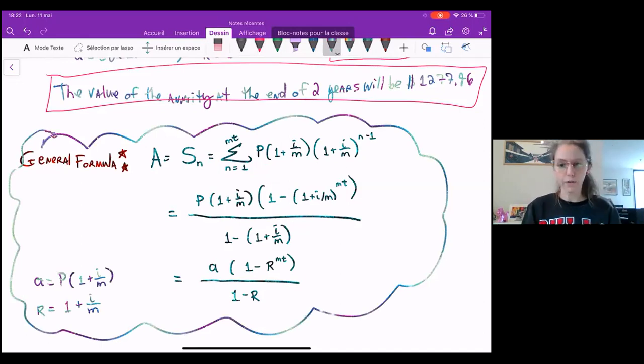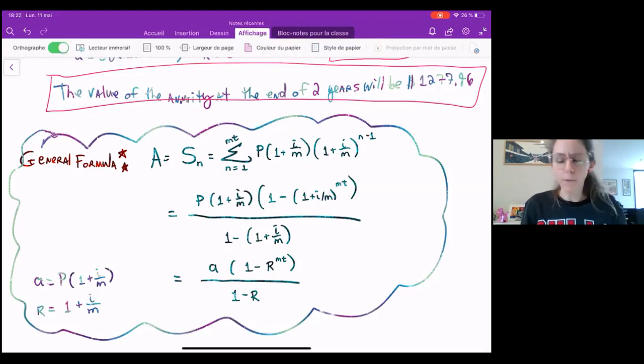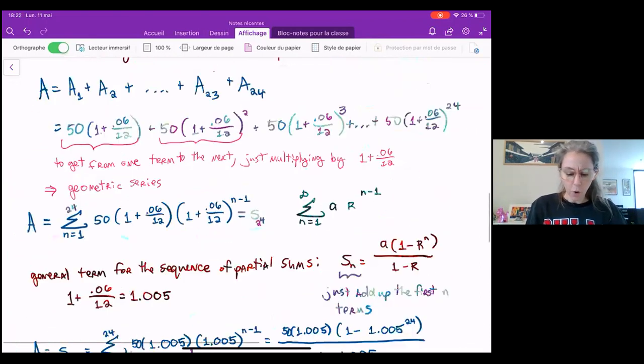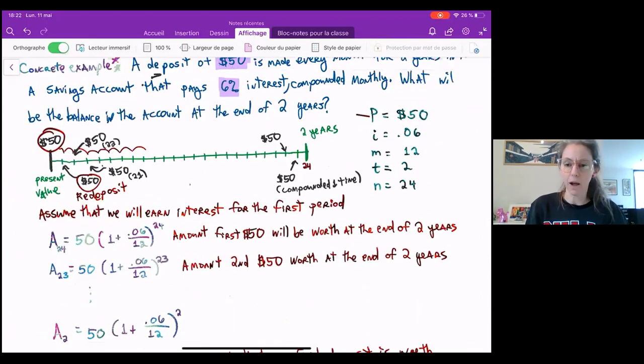Now, hopefully you were able to follow that a little bit. Let's take a second to go back to the previous problem. $1,277.96. How much did we actually gain in interest from that? This isn't a problem that I'm really going to be expecting you to do, but it is sometimes interesting to think about. How many times did I deposit $50? I ended up depositing $50 24 times, right? So how much money did I put into the thing?